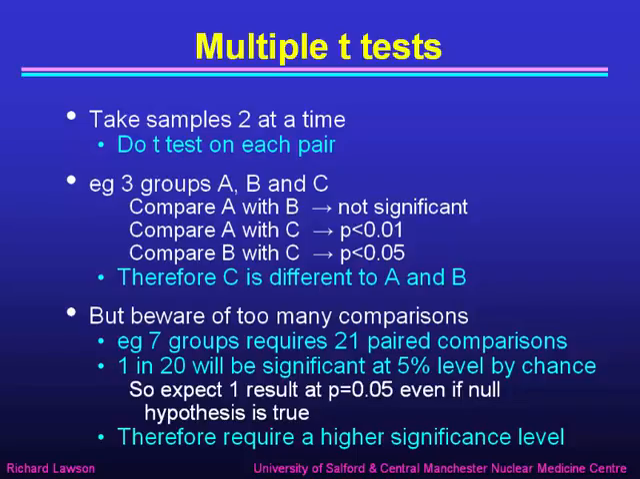Not only would that be a bit tedious, but we'd get into a problem, because we're talking about significance at the 5% level, which is a 1 in 20 chance. So if we do 21 paired comparisons, then we expect 1 in 20 of those, or 1, to be significant at the p is 0.05 level, even if the null hypothesis is true. So by doing so many comparisons, we're quite likely to find 1 that is significant by chance. Therefore, if we're doing this, we should require a higher significance level and go to 1% or even lower in order to avoid finding paired comparisons by chance.